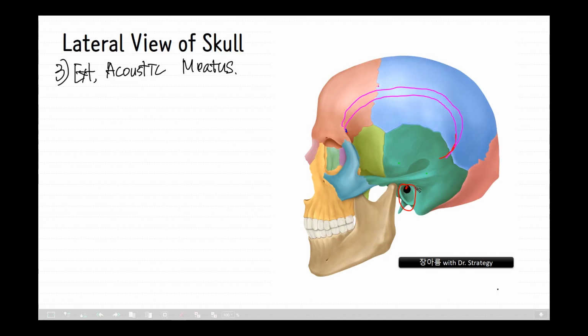Thus, in this lateral view of skull, the explanation about external acoustic meatus was generally about the external acoustic opening when speaking strictly.